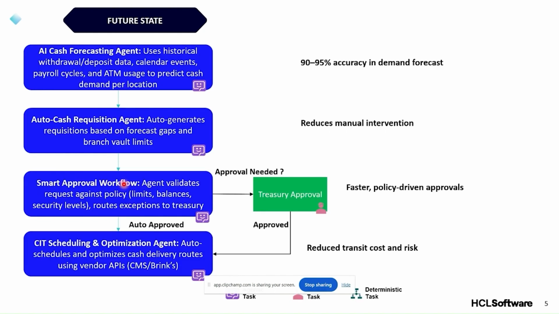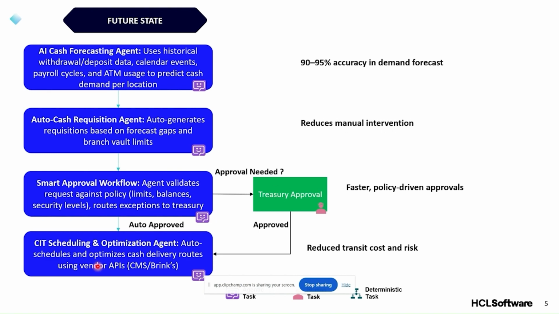Now if the same thing is realized in an agentic way, each step is replaced by an AI agent. So we have a cash forecasting agent that is going to do the cash forecasting. There's a cash requisition agent that's going to raise a requisition request. Note that this can also be a deterministic step. We would go through an approval workflow where, in case the branch manager's approval is beyond what he can approve, we go for a treasury approval, which can be realized as a human in the loop task.